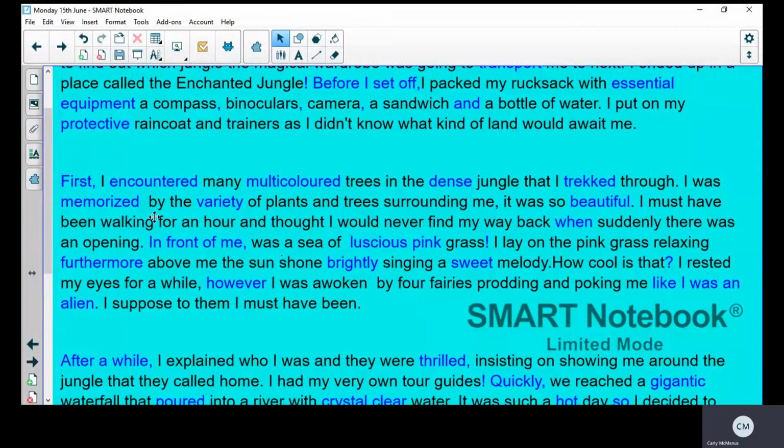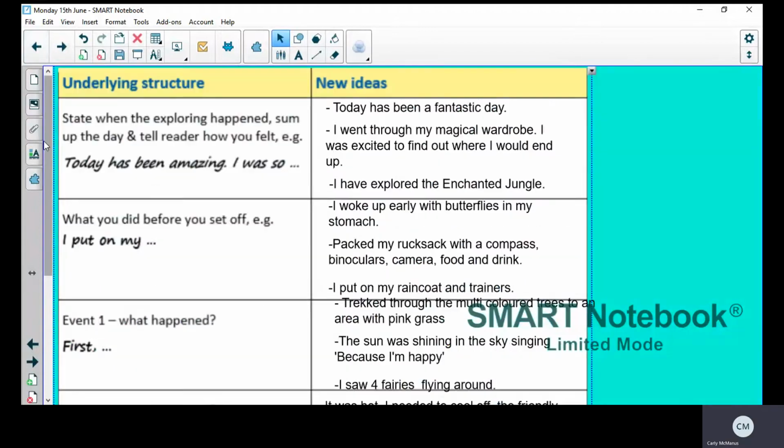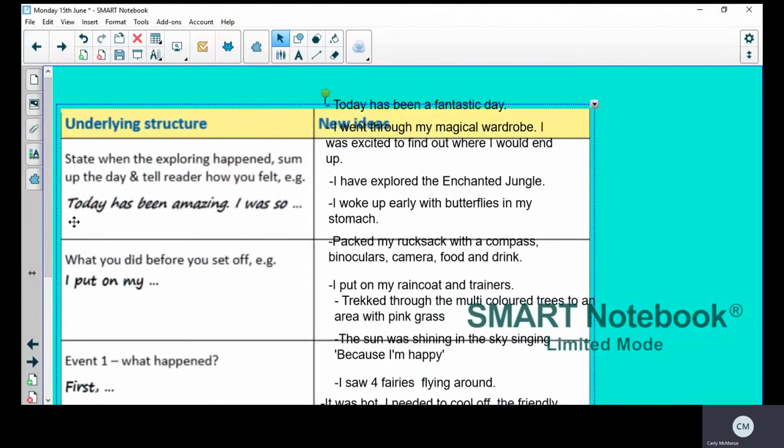Okay, so all this just came from 3 bullet points. And all the blue highlighted words are ways I've extended the sentences and made them better. And then my next paragraph, so you need to make sure you leave space between them.